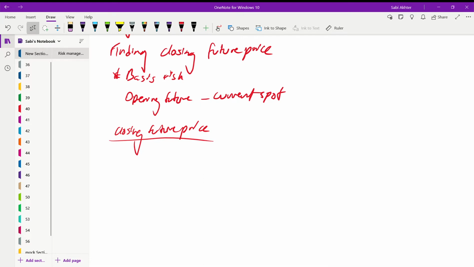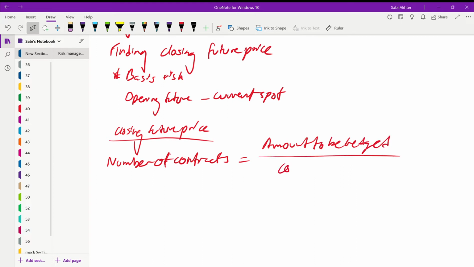Next, number of contracts. Very important. Even in exchange rate, even in interest rate, number of contracts. How do you find number of contracts? Equal to amount to be hedged divided by the contract size. This contract size can be 1 million, can be 10 million, can be 62,500. They will give you. You don't have to worry.